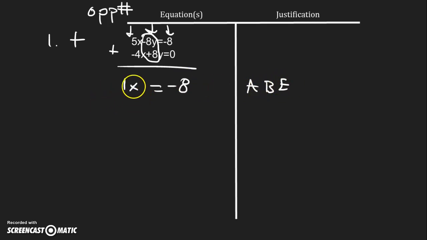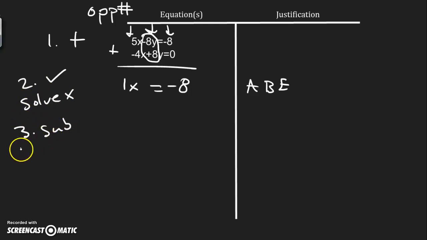Now we can solve for x. X is already solved for. 1x, we don't need to divide because we know that 1x is just x, so x equals negative 8. We've done step 2. We solved for x. Now step 3 here is to find y. So which equation makes the most sense? I'm going to choose the bottom equation this time because 0 is there and 0 is just an easy number to operate with. So we're going to go ahead and substitute x.